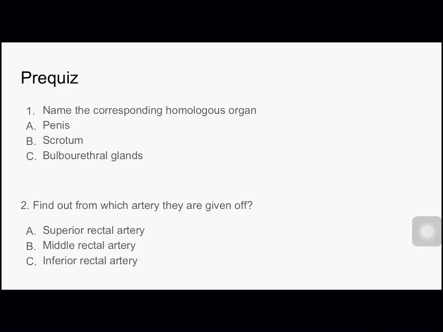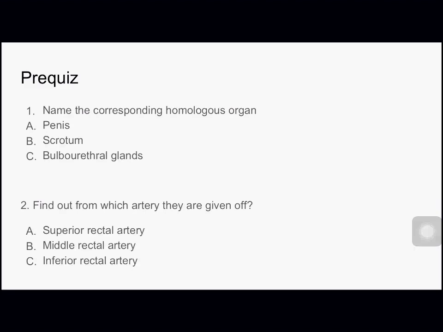So I know all of you are aware of the homologous organs in males and females. Can you tell me what is the homologous organ of penis? In females, what is the corresponding organ of penis? Yeah, very good. It is clitoris. What is the homologous organ for scrotum? It is labium in females.